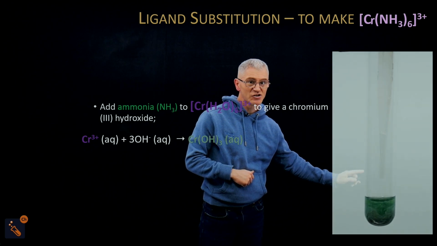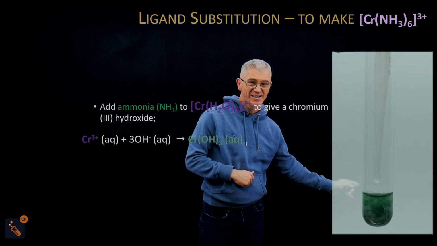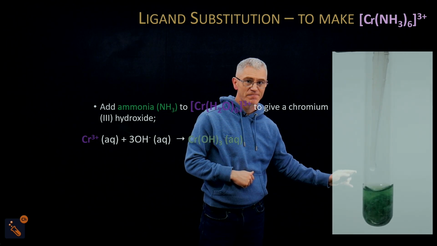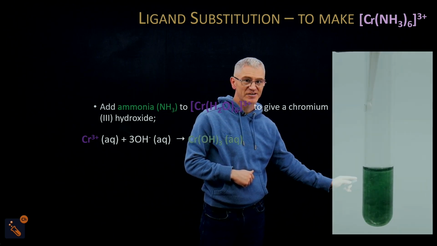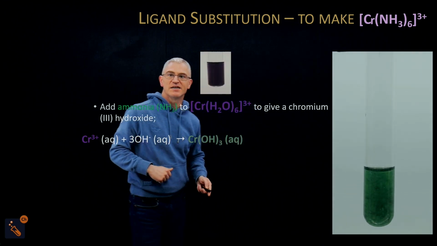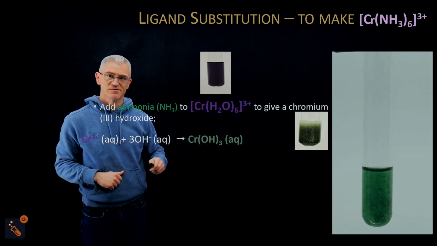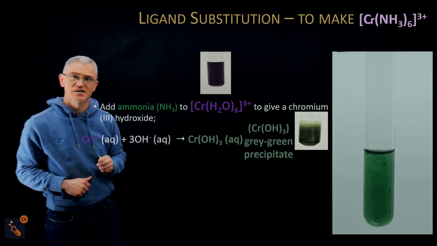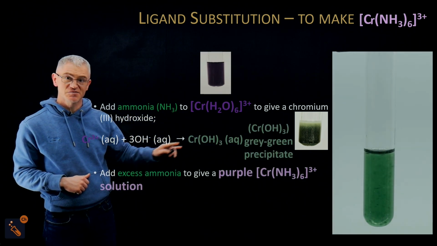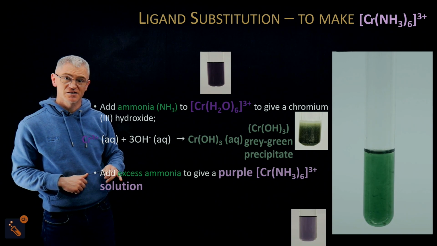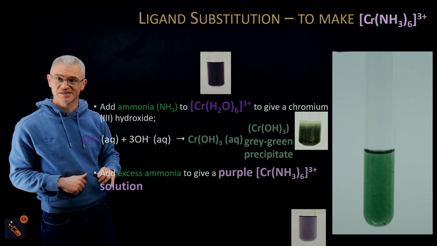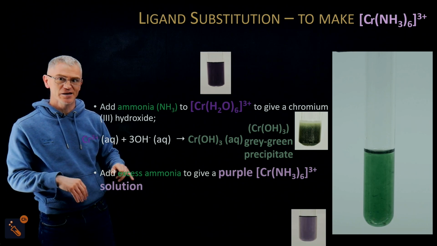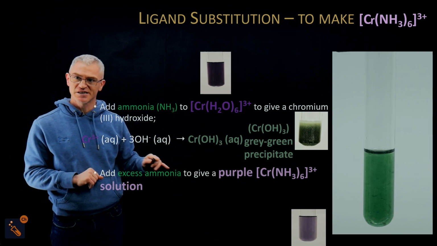Now what we're going to do, we're going to add too much in a second, and that grey-green precipitate will disappear. Okay, and you'll get a different colour solution. You see here? Right, okay, so it's starting to disappear. Now, you go from this violet to this grey-green precipitate. Okay, and then when you add excess ammonia, you can see here, you get a purple solution. Now, the one there, as you can see, didn't give a purple solution. Again, we didn't have that in the lab. But you can see the grey-green precipitate.